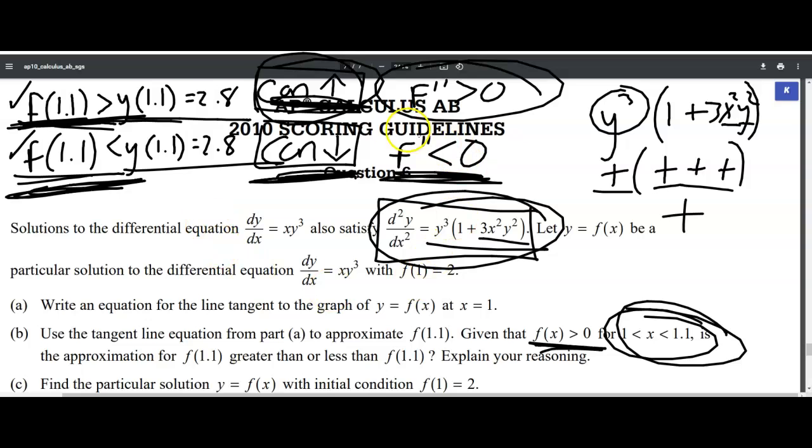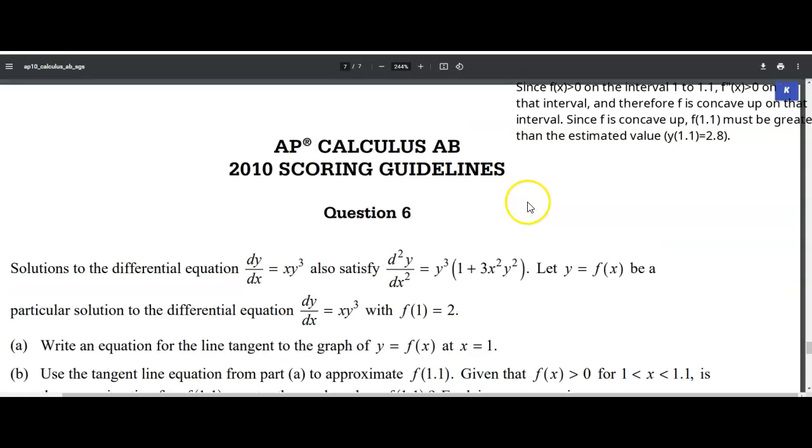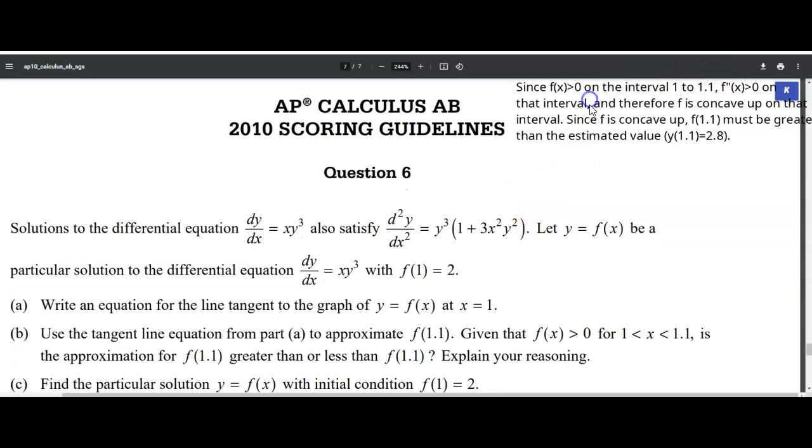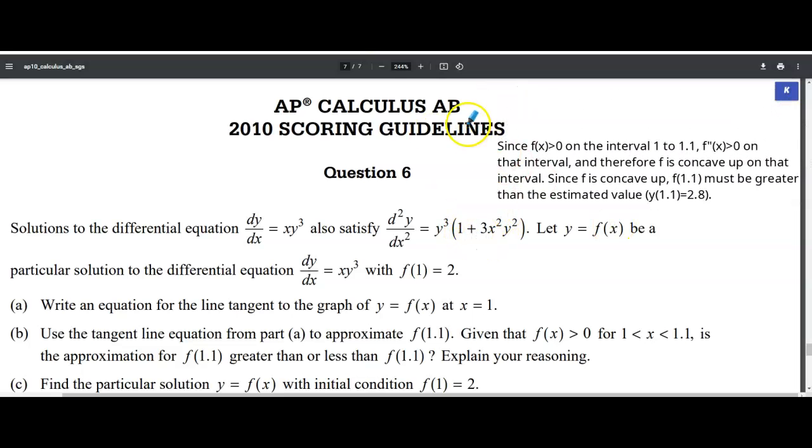So this is all a bunch of work and a lot of thought, but how would we word it here? Let's go ahead and write that out. So here's one way to write out the answer. Let me see if I can move this down a little bit. There we go. So since f is greater than 0 on the interval from 1 to 1.1, the second derivative is greater than 0 on that interval, and therefore f is concave up on that interval. And since f is concave up, the actual value must be greater than the estimated value.